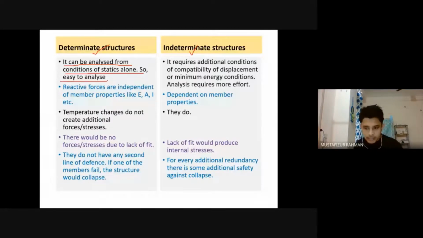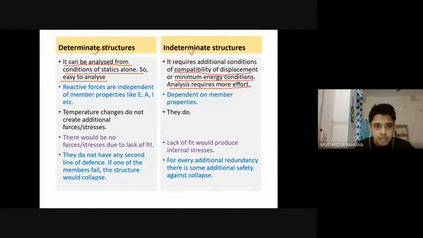But in case of indeterminate structure, we saw that the equations of static equilibrium alone are not sufficient to do the complete analysis. So we have to go for some additional conditions. And those are called compatibility or displacement conditions or minimum energy conditions. We'll see what those are. And then we can analyze them completely. So this requires a little more effort.